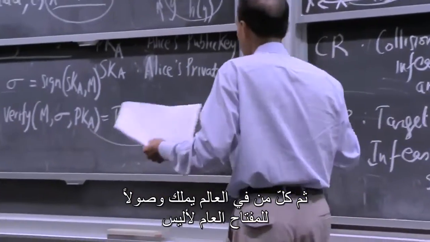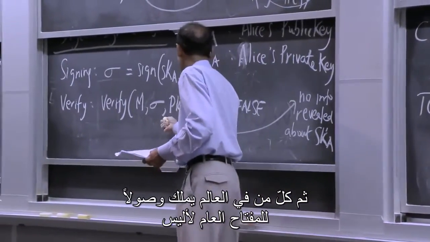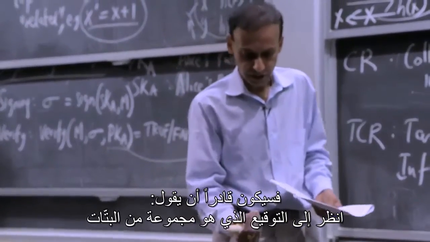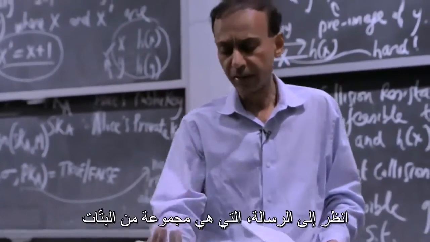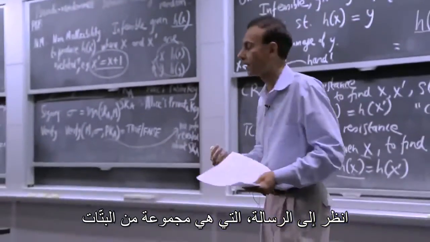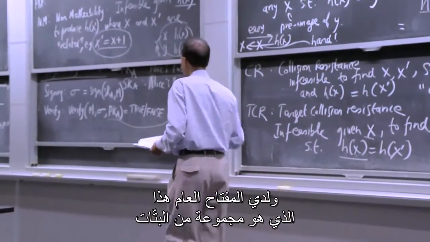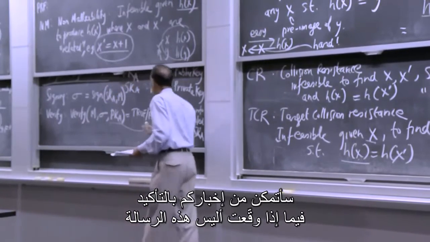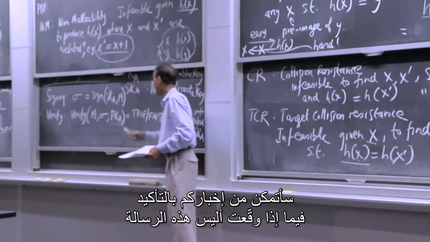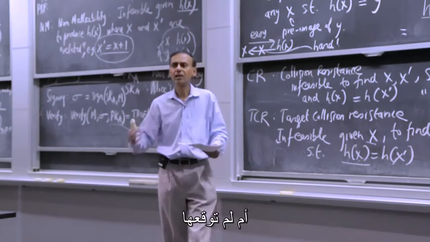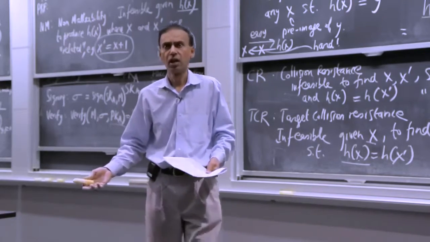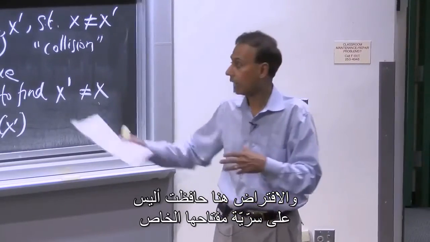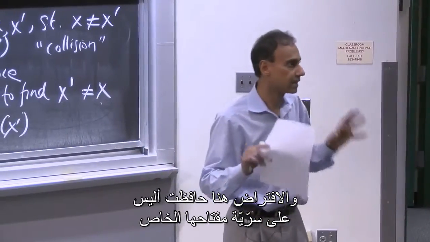And then anybody in the world who has access to Alice's public key is going to be able to say, oh, I'm looking at the signature, which is a bunch of bits. I'm looking at the message, which is a whole lot of bits. And I have this public key, which is a bunch of bits. And I'm going to be able to tell for sure that either Alice signed this message or Alice did not sign this message. Okay? And the assumption here is that Alice kept her private key secret.